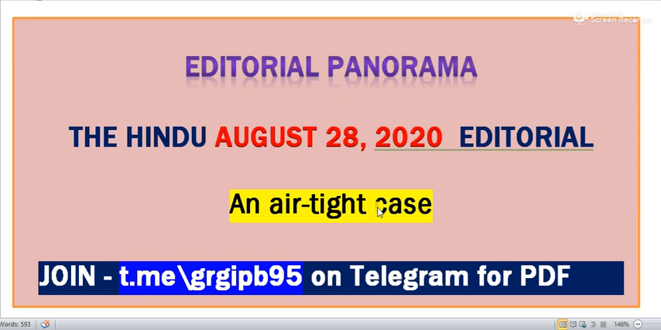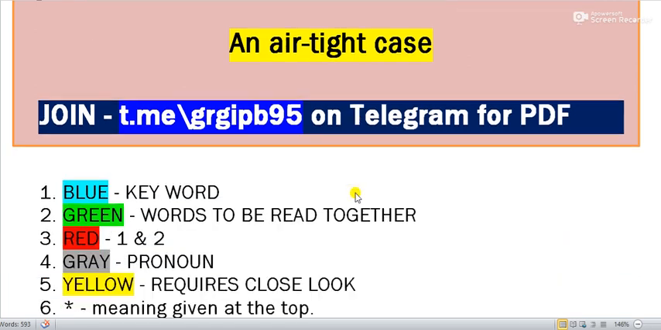A case could be a suitcase or something, a kind of enclosure, something used for packing, and it also means a serious matter that has no loopholes. Let us see what goes ahead.